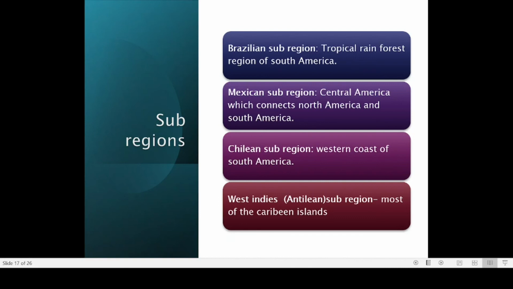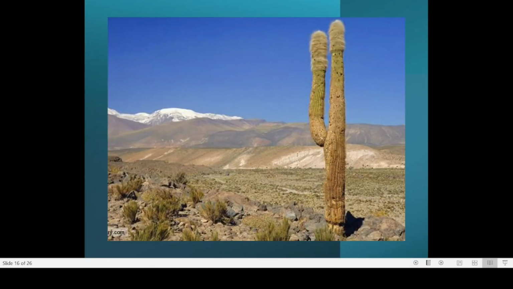Then we have the sub-regions. I think about the sub-regions we will be taking in the next class. So today we will be stopping here. We have only taken the physical features of the geographical region. Okay, so with this I am stopping.